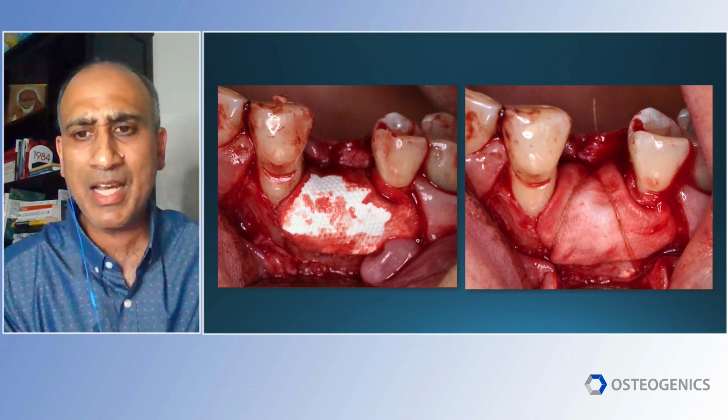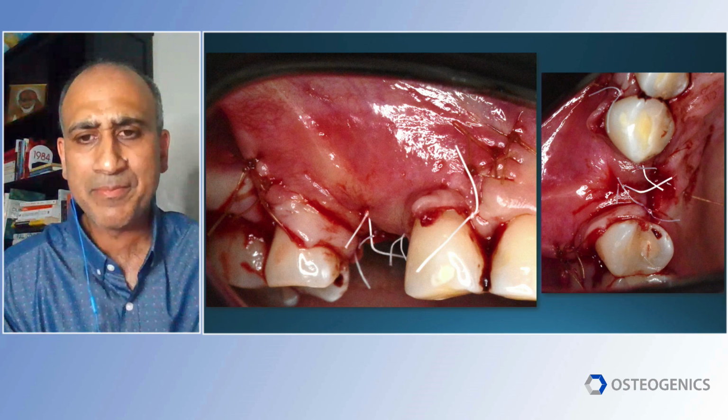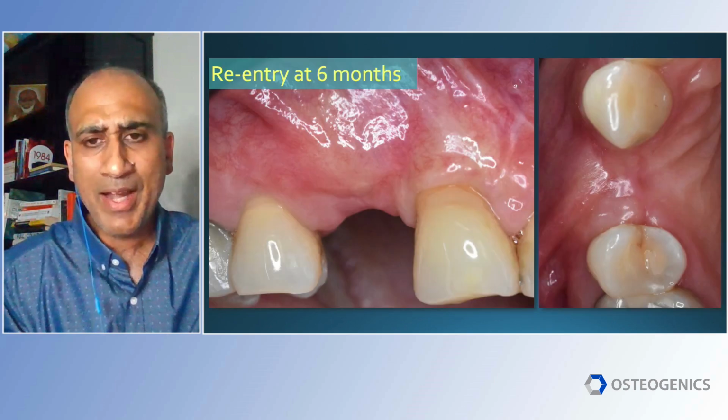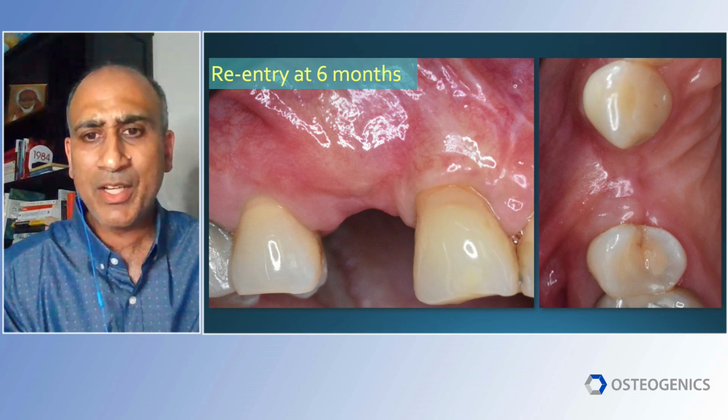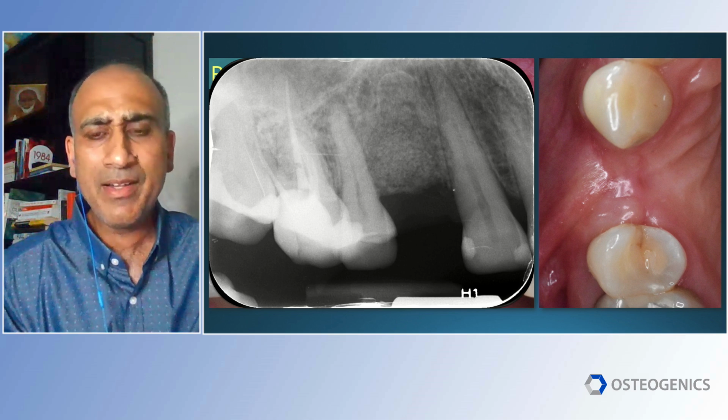Okay, so in a case like this, I would use a simple cross mattress suture to keep that membrane in place. We then get tension-free primary closure over this graft. And then at 6 months, I go back. You can see very, very clean healing here. We open up the area.